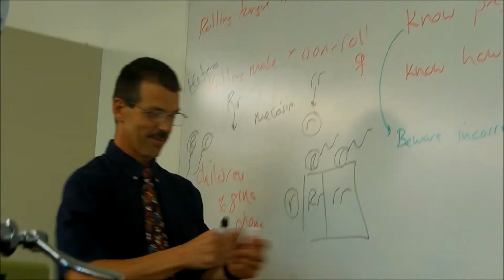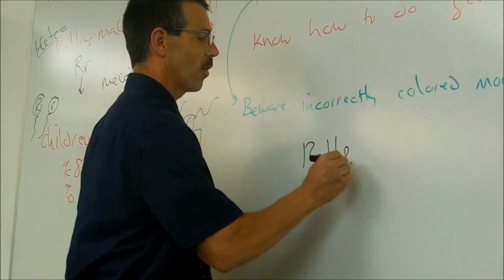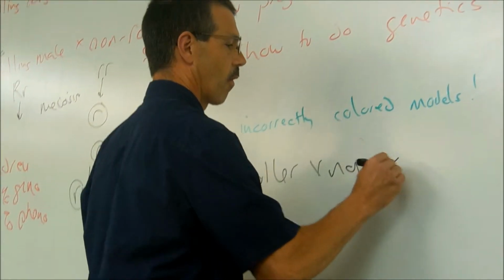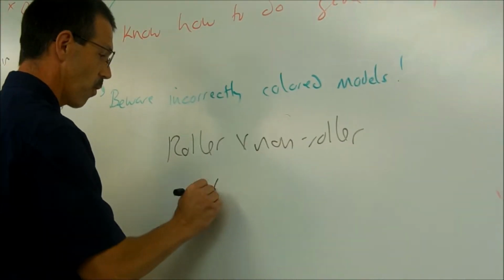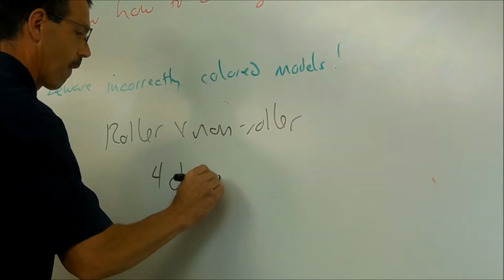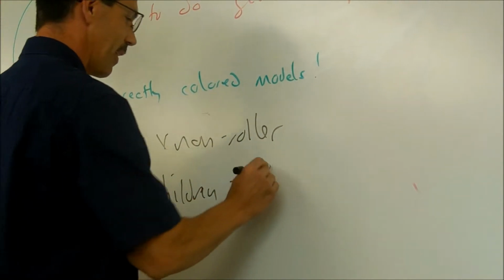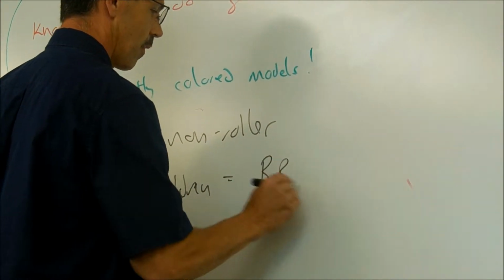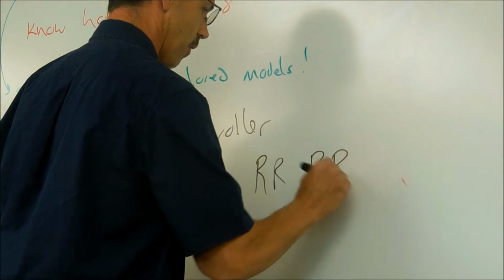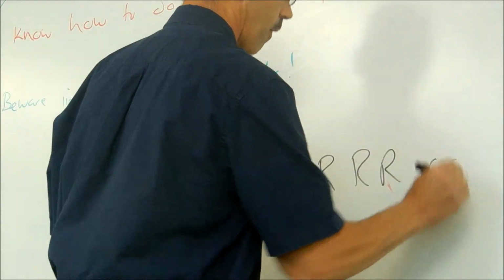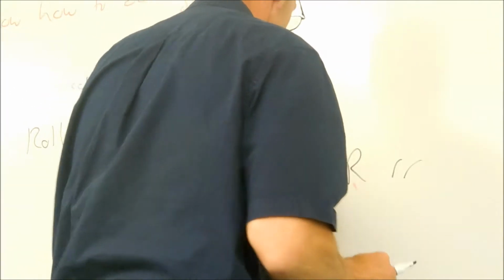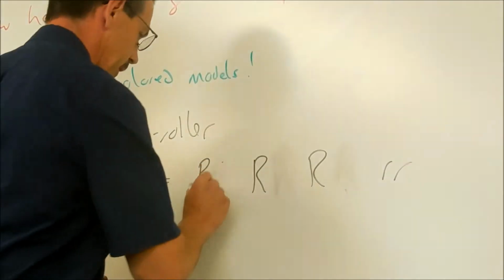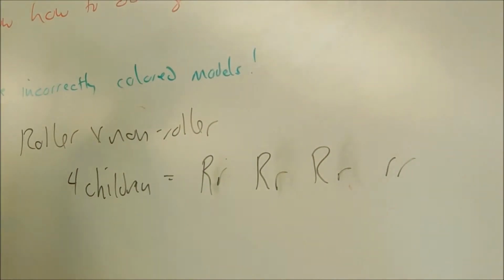Suppose I gave you this one, just to tell you something. You have a roller with a non-roller, and they have 4 children that have these. Hold on, let me change it. I started thinking ahead of myself here. Do it that way. There's our 4 children.